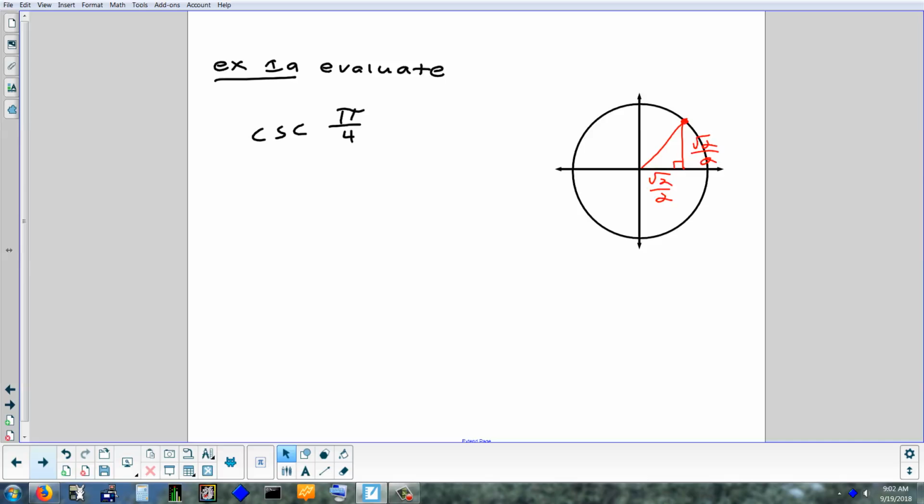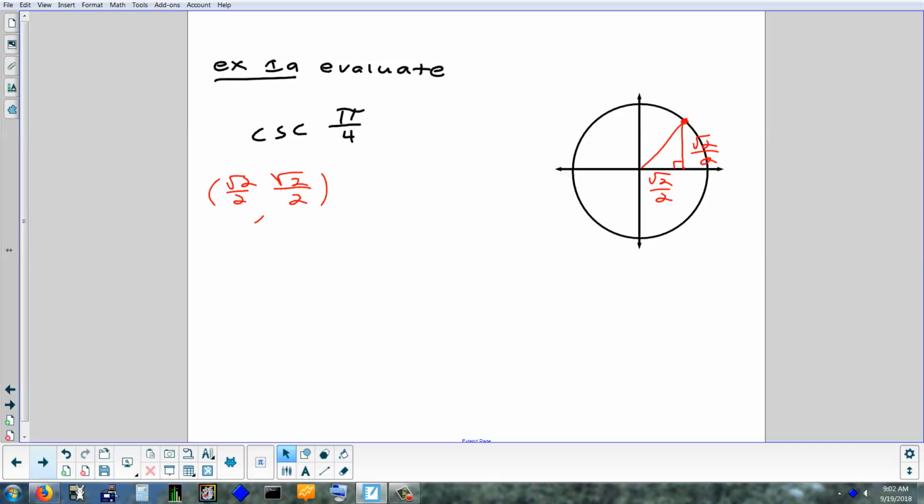Okay, I didn't ask the question, but 45 is a multiple of 45. Okay, 45 is not a multiple of 30. That's why I'm using the root 2 over 2. Okay, so what's my coordinate for 45 degrees? So square root 2 over 2, comma, square root 2 over 2.